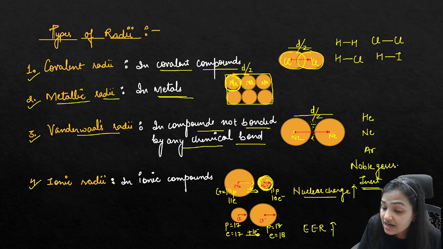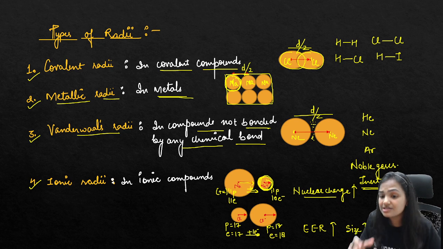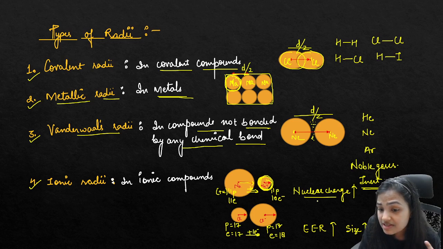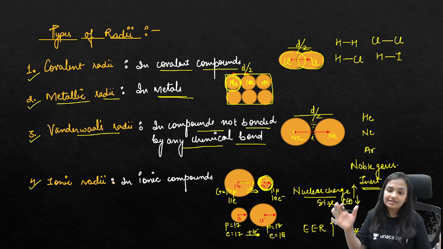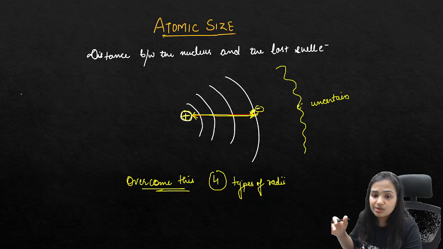So because the electron repulsion increases, the size of the anionic species increases, and because the nuclear charge increases, the size of the cationic species decreases. Here the size of the anion increases. Are you getting this point? Okay, so let me tell you again.